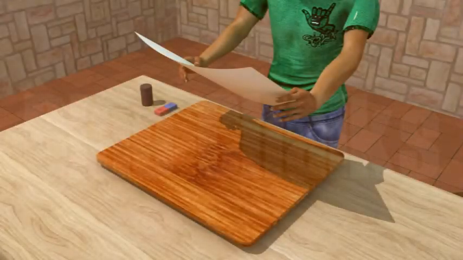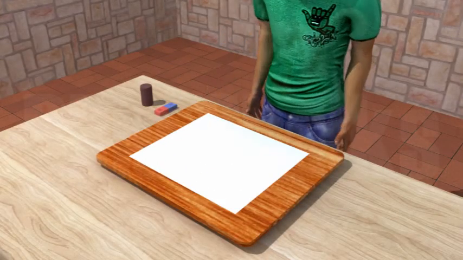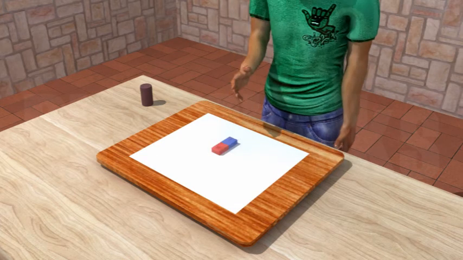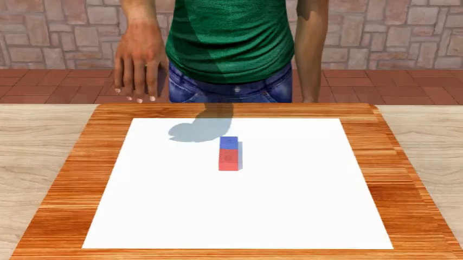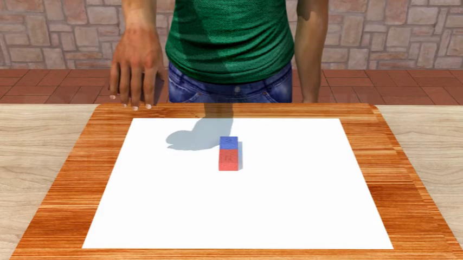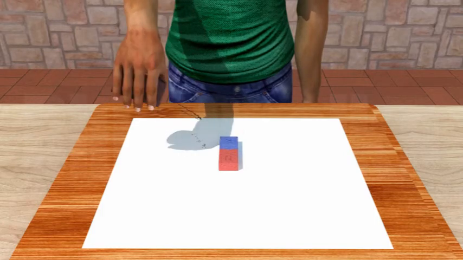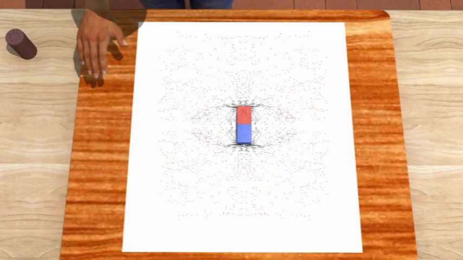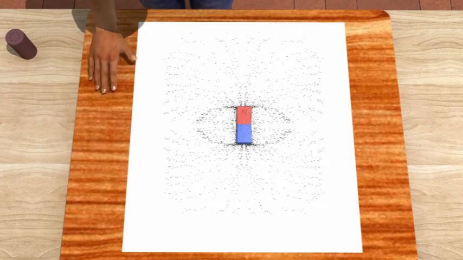Let us perform an experiment to draw the magnetic lines of force of a bar magnet by using iron filings. Fix the paper sheet on a plain surface and keep the magnet in the middle of the paper sheet. Now, sprinkle some iron filings over the sheet with the help of a sprinkler. Now, tap the sheet gently.